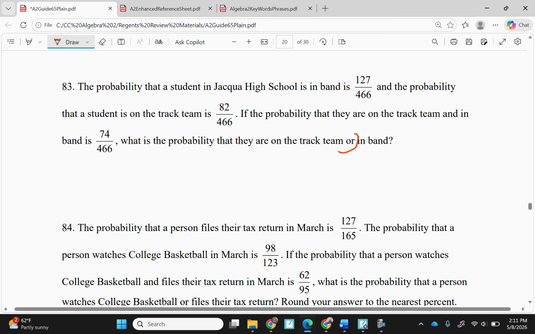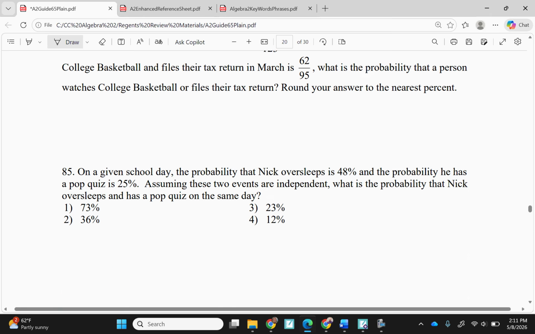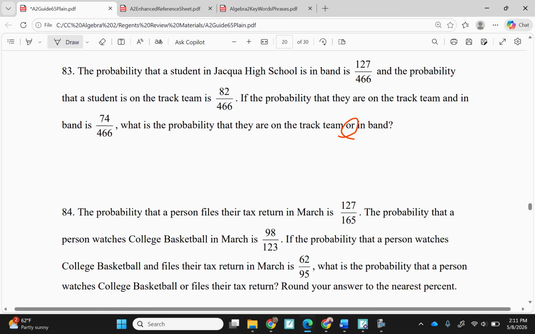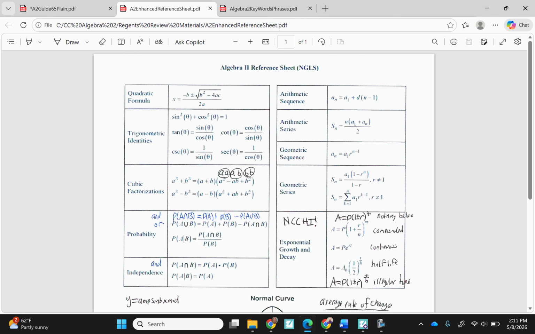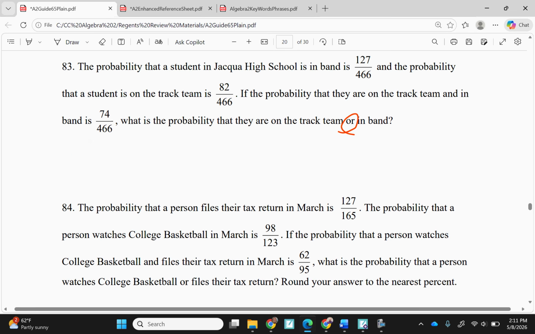Or. For or, it's a little word, but it's right here. For probability or, this is your formula for or. If it's asking you for or, we use this formula. If it's asking you for and, we use this formula. Unless it's asking for and it says independent, in which case we use this formula. So it's asking for or, so I write the or formula.